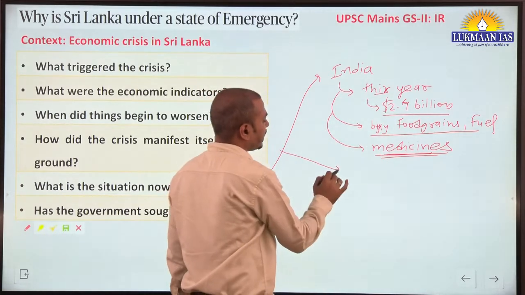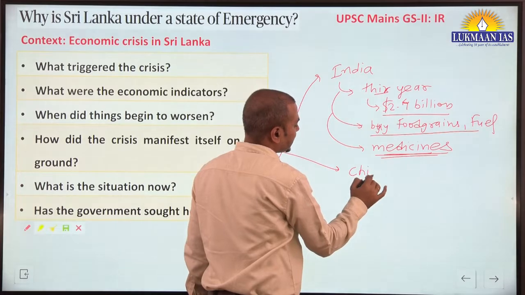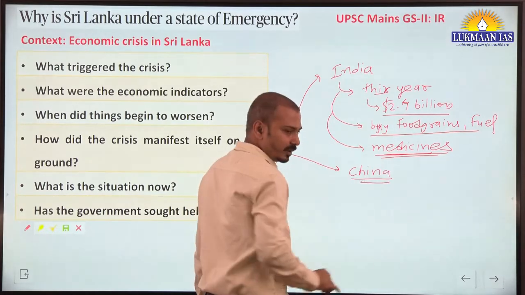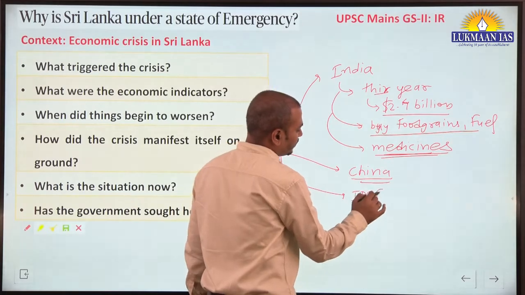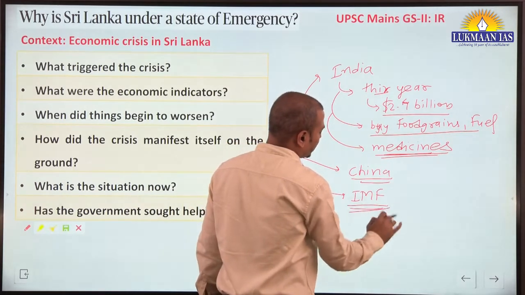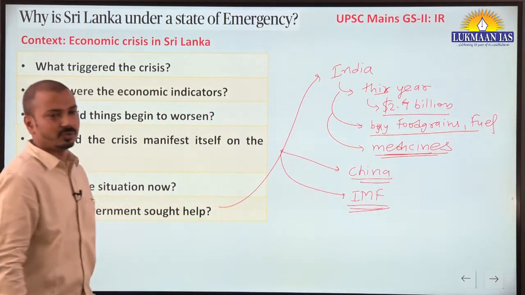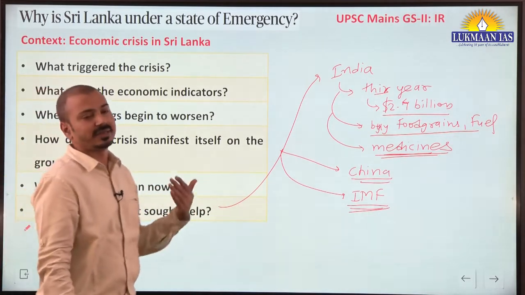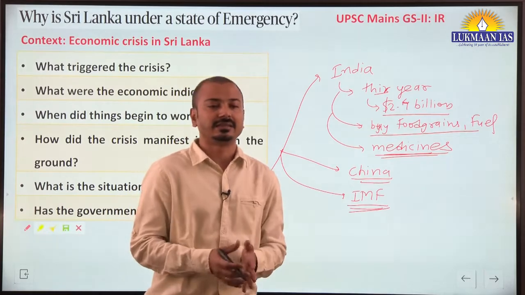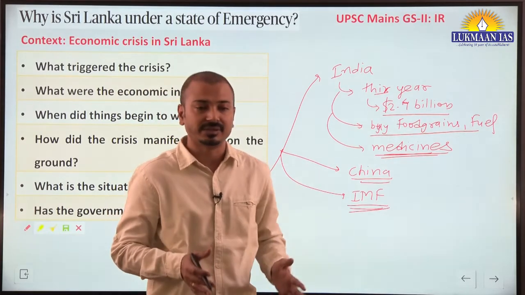Then Sri Lanka is also requesting help from China. China is still considering that help. Sri Lanka is also requesting help from the IMF, the International Monetary Fund, now. So it may extend some kind of package to deal with the BOP crisis it is facing at present.